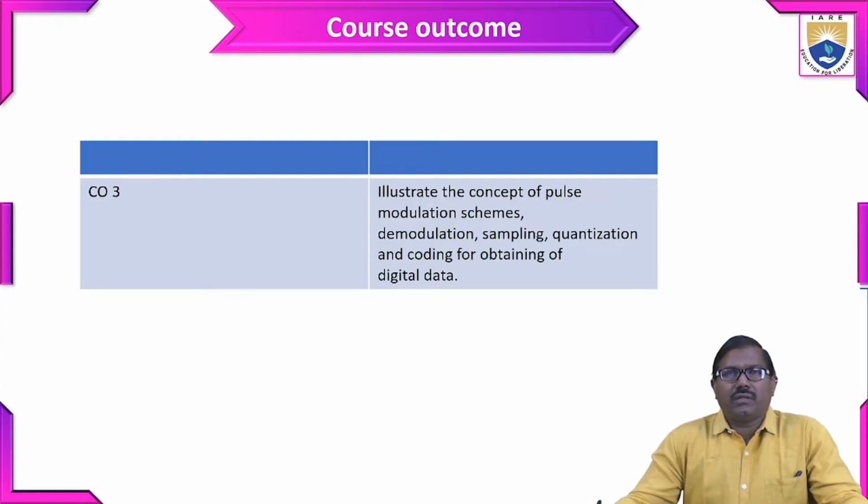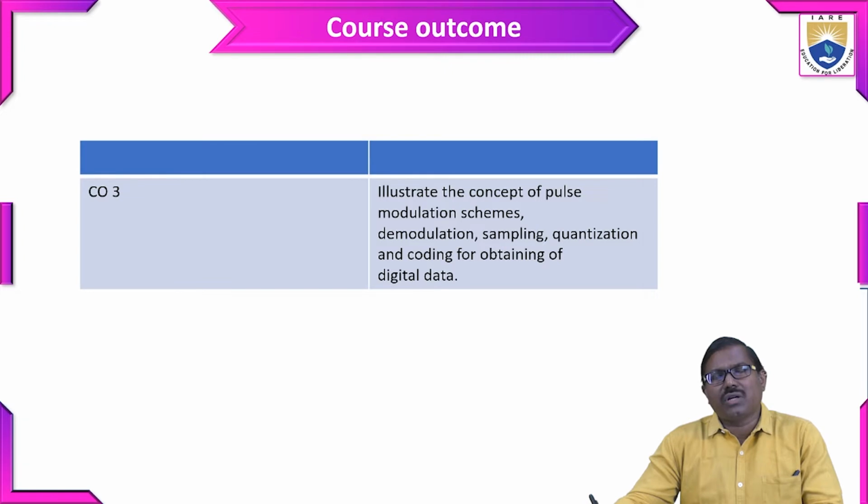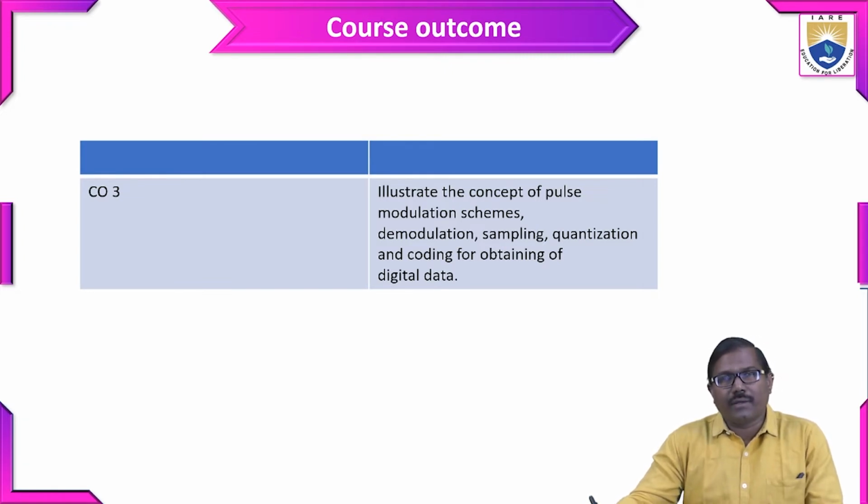Before going to the topic, let us see the course outcome. This course is analog and digital communications. This course has 6 outcomes, and we are in the third outcome, which illustrates the concept of pulse modulation schemes, demodulation, sampling, quantization, and coding for obtaining digital data. Here our aim is to convert a continuous signal into a digital one, so we apply those operations: sampling, quantizing and coding.